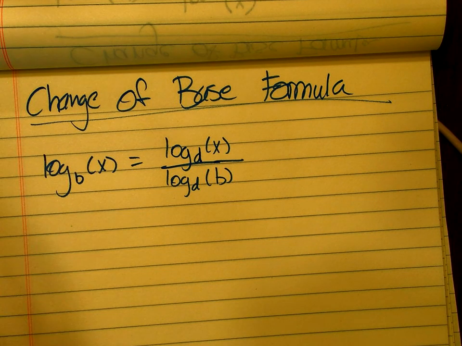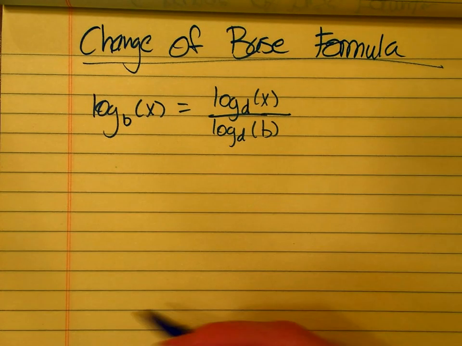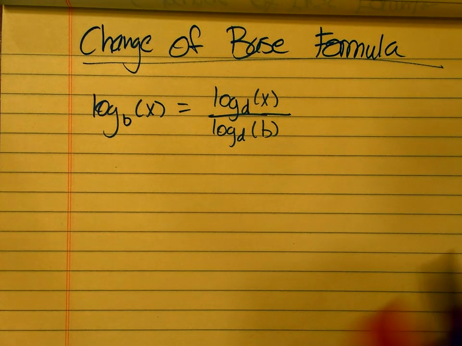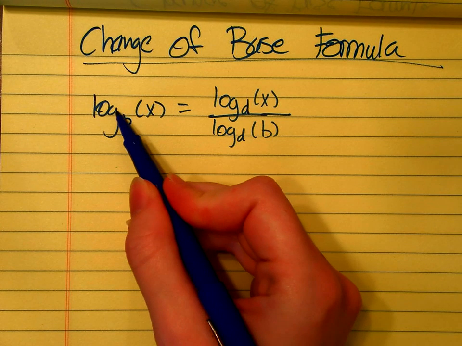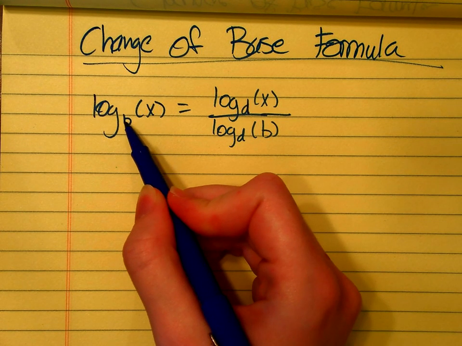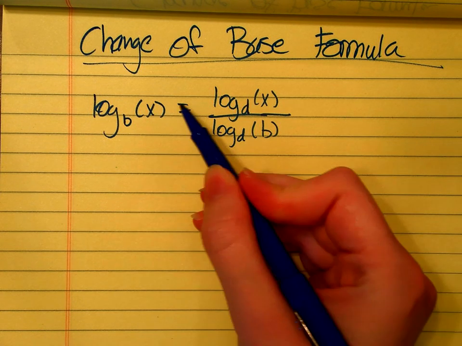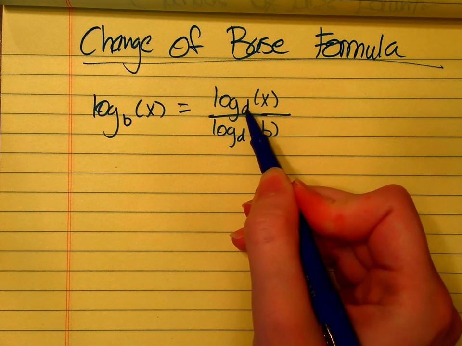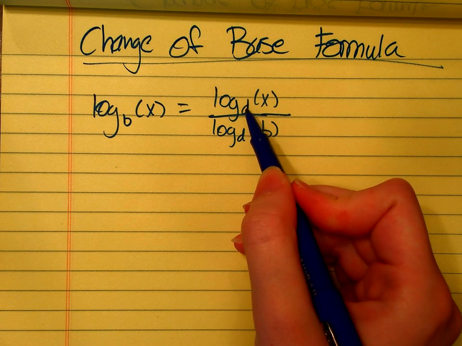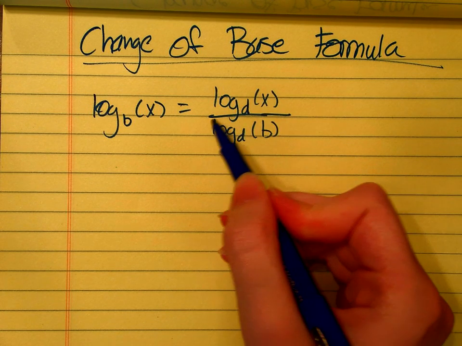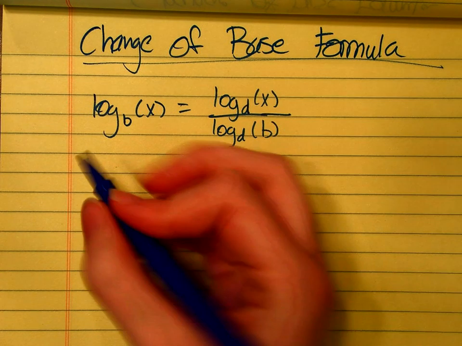The change of base formula is a way for us to be able to approximate any given log no matter what the values of the numbers are. So in words, this means that log of some base b, probably an unpretty base, of x equals log of some other base d, probably something we can work with easily, such as e or 10, of x divided by log of that other base d of b.